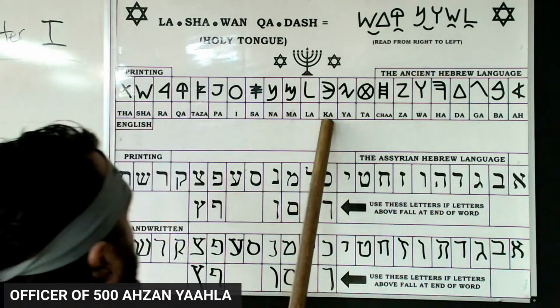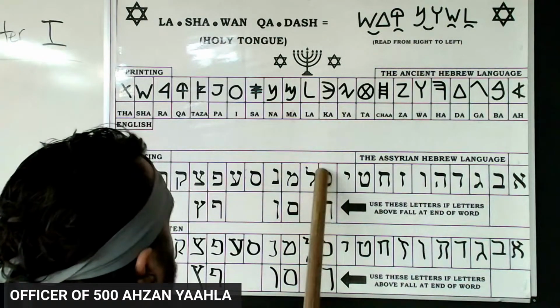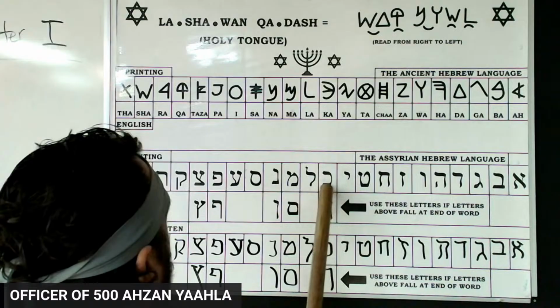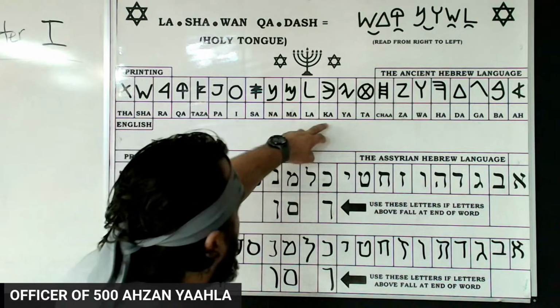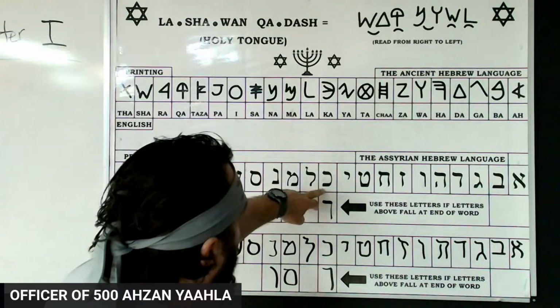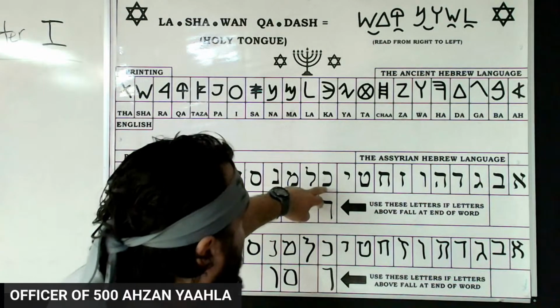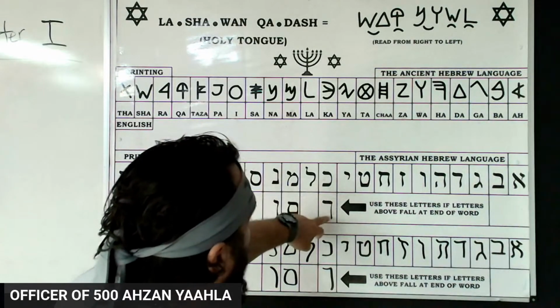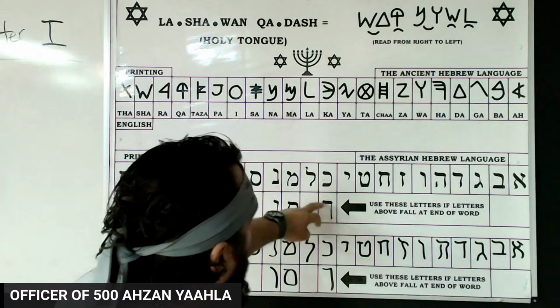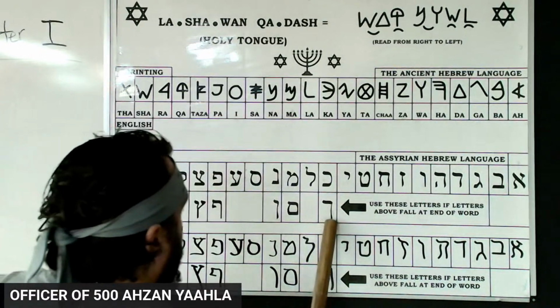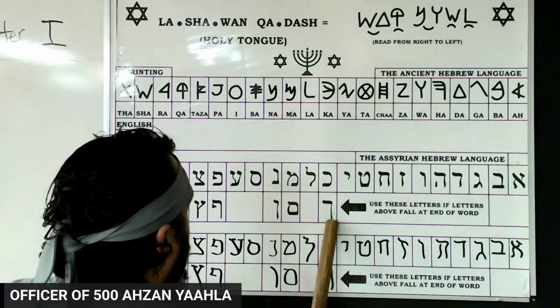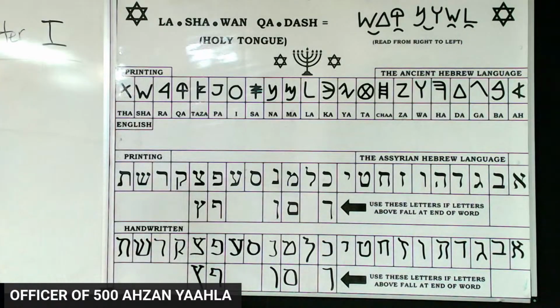Then you got Ka. Ka is like a C, an inverted C, or like a mirrored C. And then at the end of the word, if Ka in Assyrian is at the end of the word, it'll be written like this. It'll be written like a 7, but with a skinny body right here. It'll be like a skinny body 7. That's how I just recognize it.